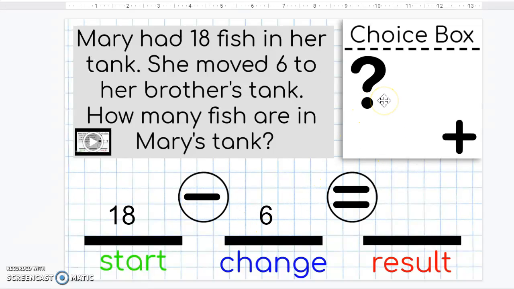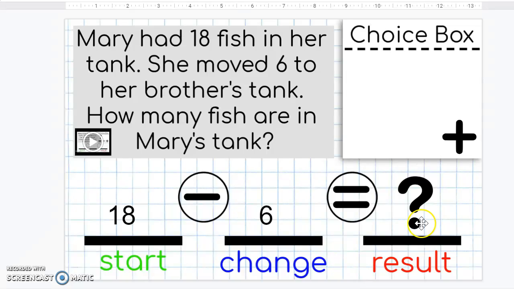Now this next step is very important because they need to know how to set up an equation. So how many fish are in Mary's tank? That's my result number, but that's also my unknown number. So I need to take my question mark and put it right there. That's showing them that this is the unknown number, that they don't know yet, that they need to figure out.